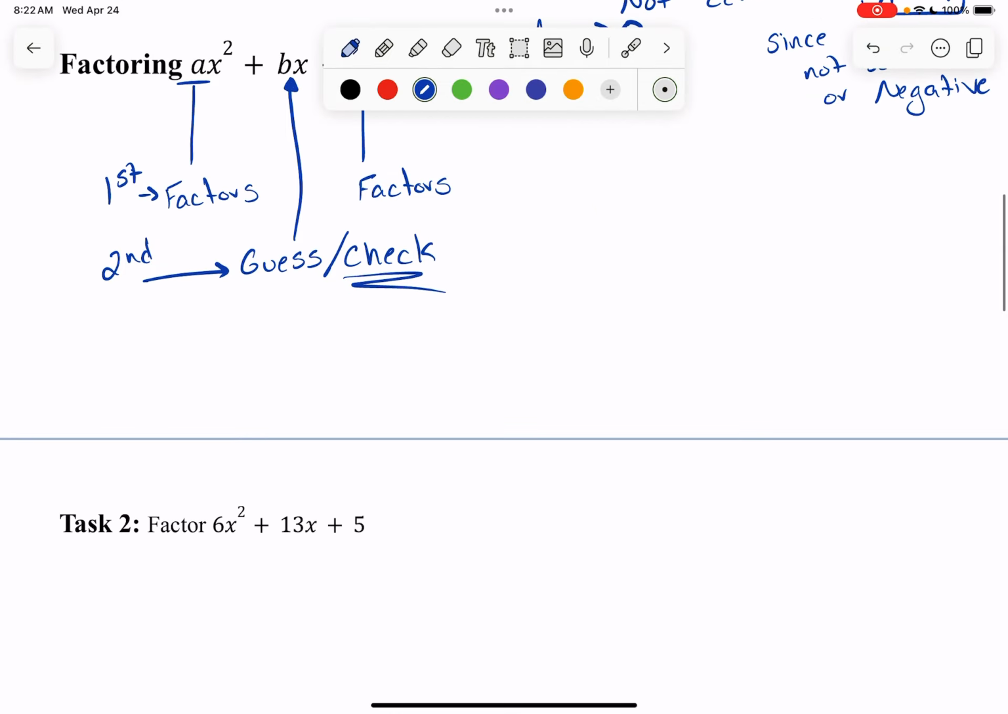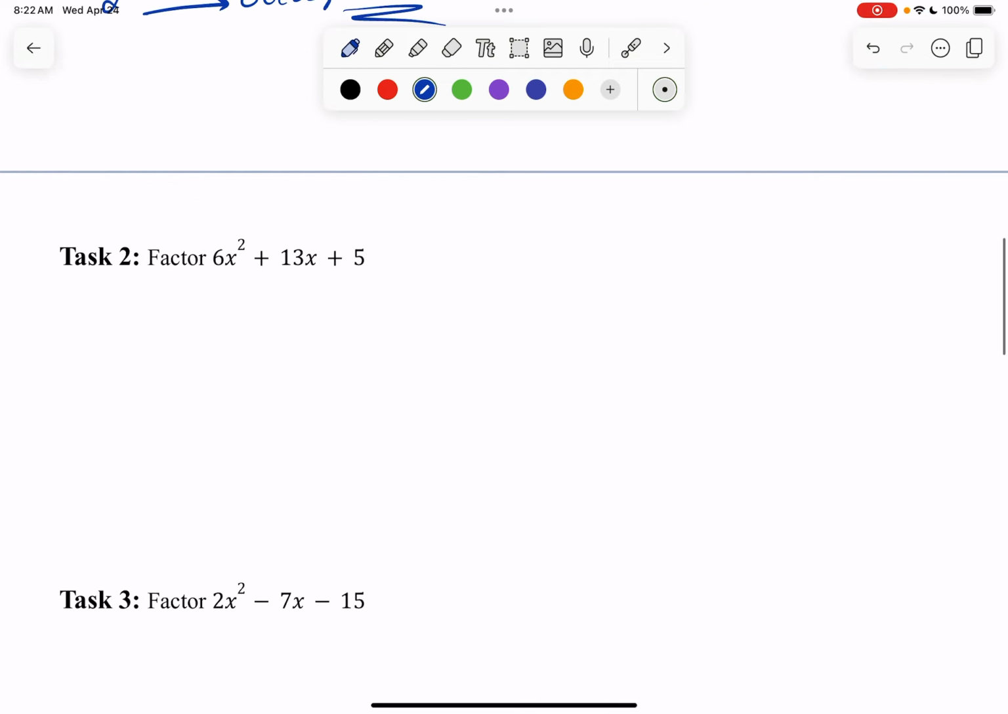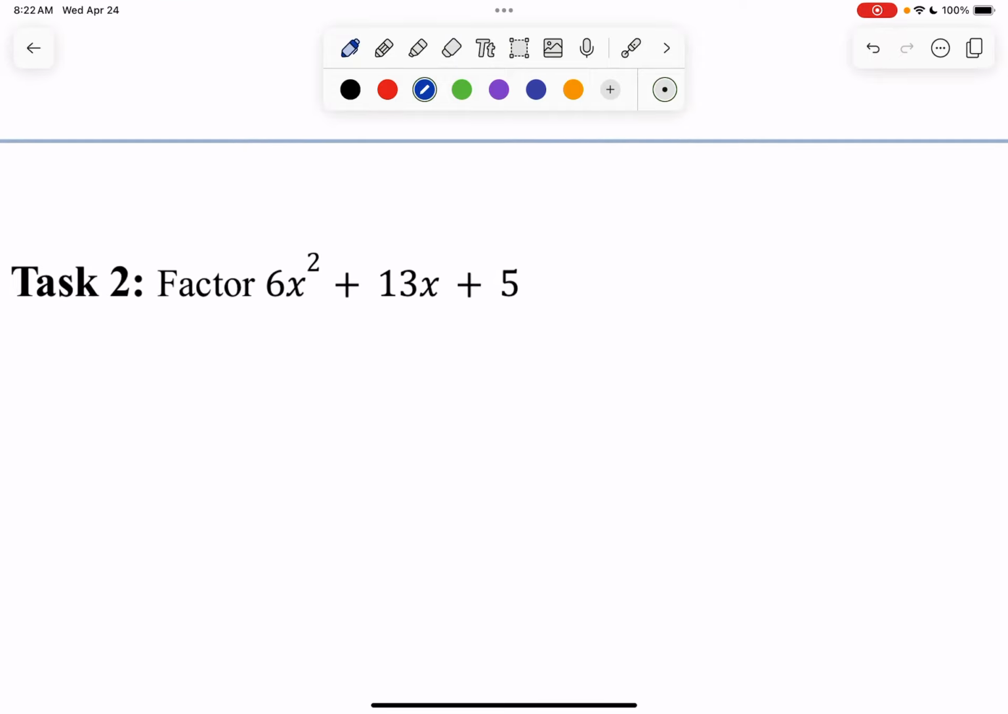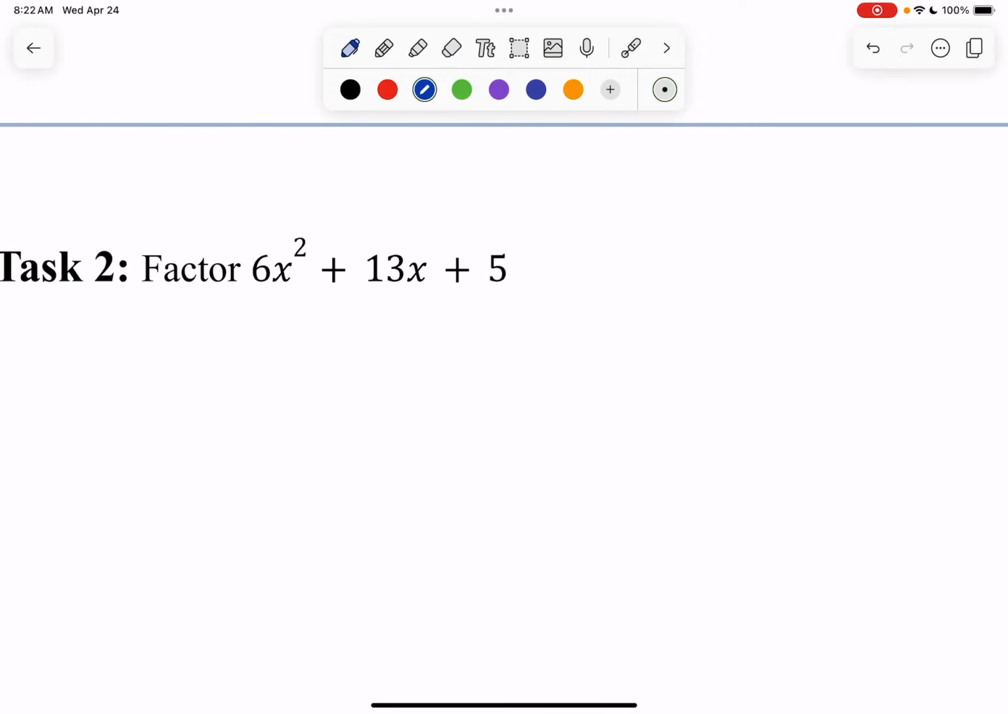Some people are just naturally better factors than others, the people who are really good at multiplication. If you're not great at multiplication, that's fine. You can still factor. It just might take you a little longer. Okay, so let's put this principle in action. Here I'm going to factor 6x squared plus 13x plus 5.